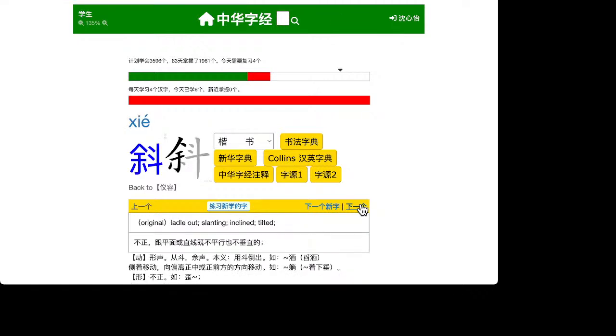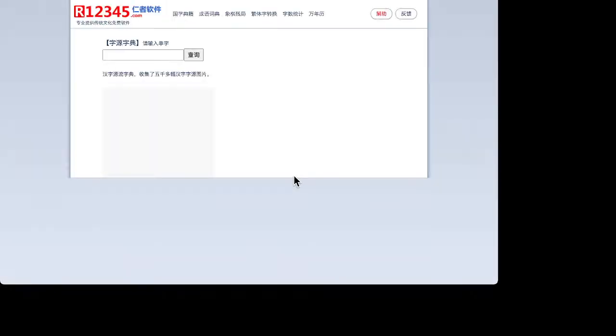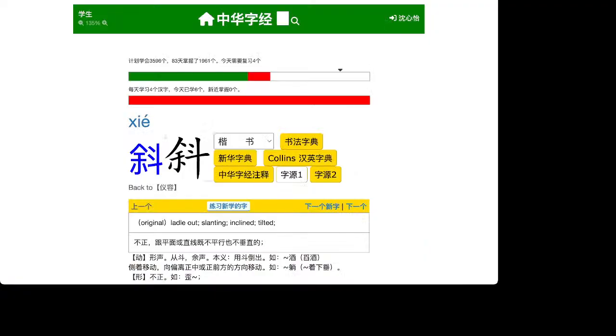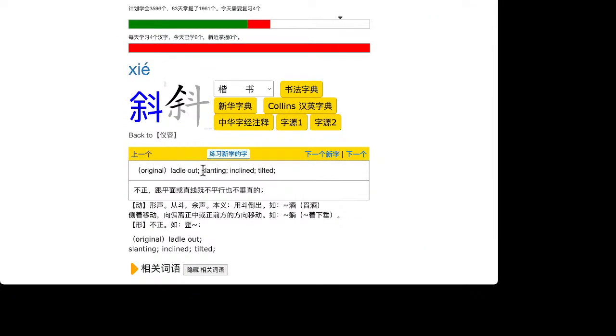斜. Originally, 斜 referred to ladling out. That's why the etymology here on the right, you see 斗, which is the ladle. And 斜, this yu on the side here refers to 多余, like extra or surplus quantities. And so when you're pouring out of a ladle, you have to tilt it. And so I guess that's why this took on the meaning of slanting or inclined or tilted.